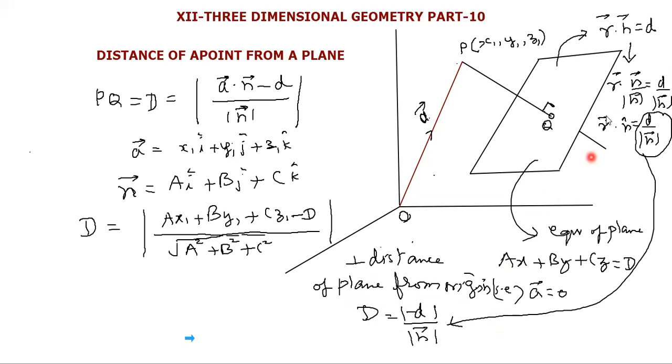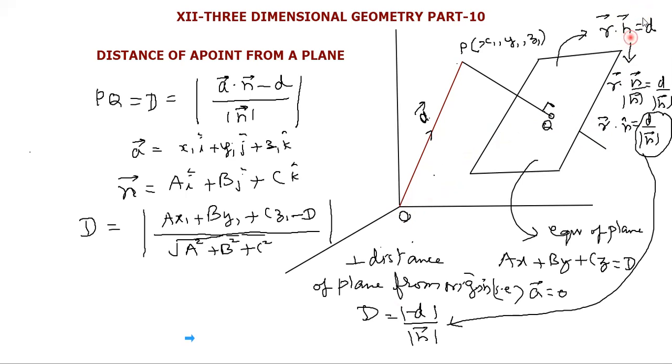Okay. Another thing I told you in the starting: there are two types of equations. One where the n vector is given, and one where n cap is given. If n vector is given, it is any normal vector to the plane, but n cap is the perpendicular normal from the origin to the plane. N cap is the normal from the origin to the plane. That's why it is called n cap, a unit vector.